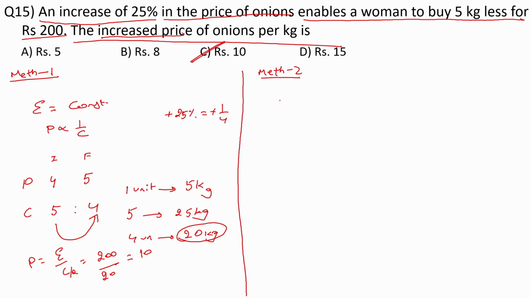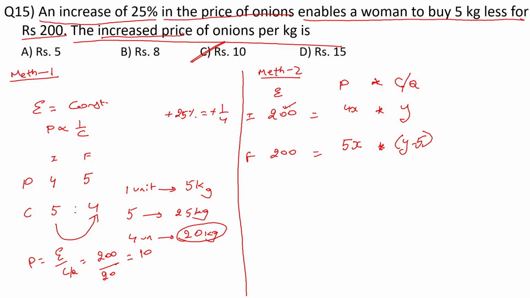Coming to traditional method, guys, expenditure is 200 in initial case, and in final case it is also 200. So this is expenditure, price into consumption. Initially the price is 4x. It was increased by 25% and it became 5x in the final. And initially the consumption or quantity is y kgs, and finally as the price increased she got less number of kgs, that is 5 kgs less. So the final quantity would be y minus 5.